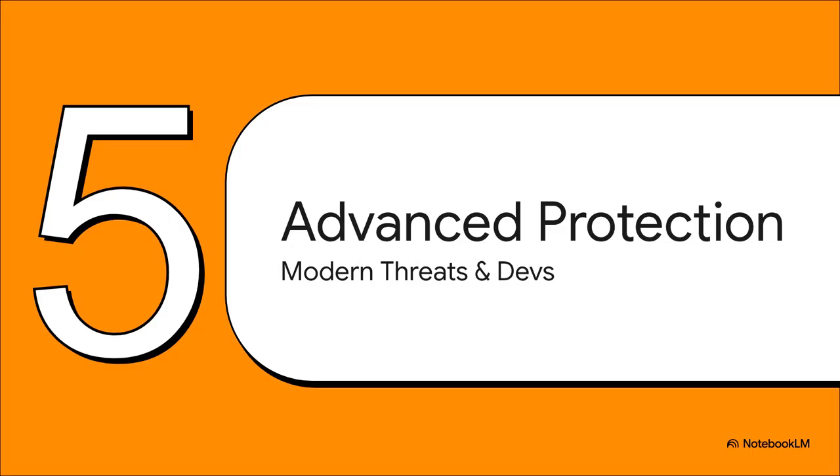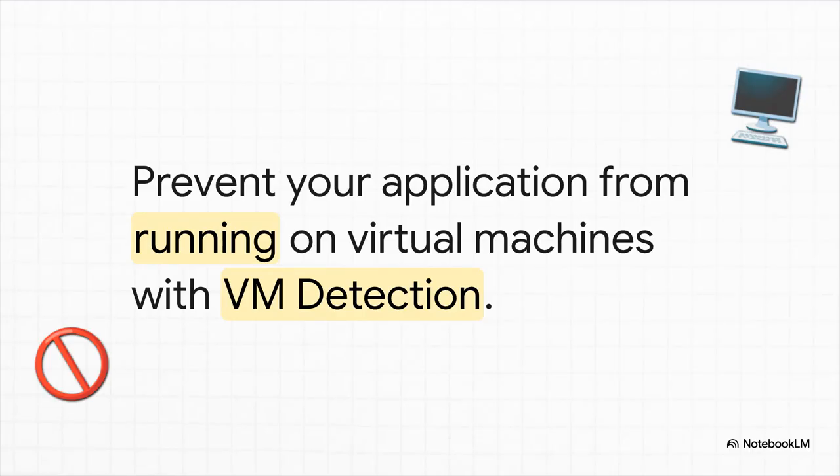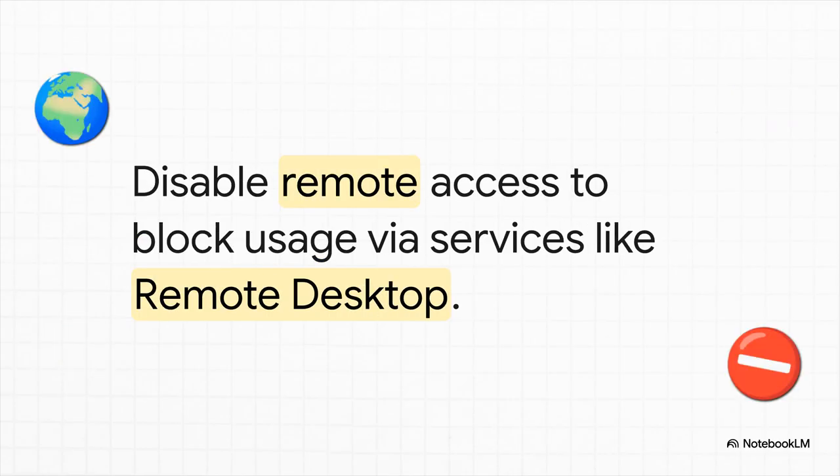Okay, now let's get into the advanced features. This is where we start talking about some of the more sophisticated threats out there and how to protect the modern development environments that many of us are working in today. A classic trick to get around machine-locked licenses is to use virtual machines, right? Because their hardware IDs can be cloned pretty easily. Well, PC Guard's VM detection feature tackles this head-on by giving you the power to block your application from running in those virtualized environments.